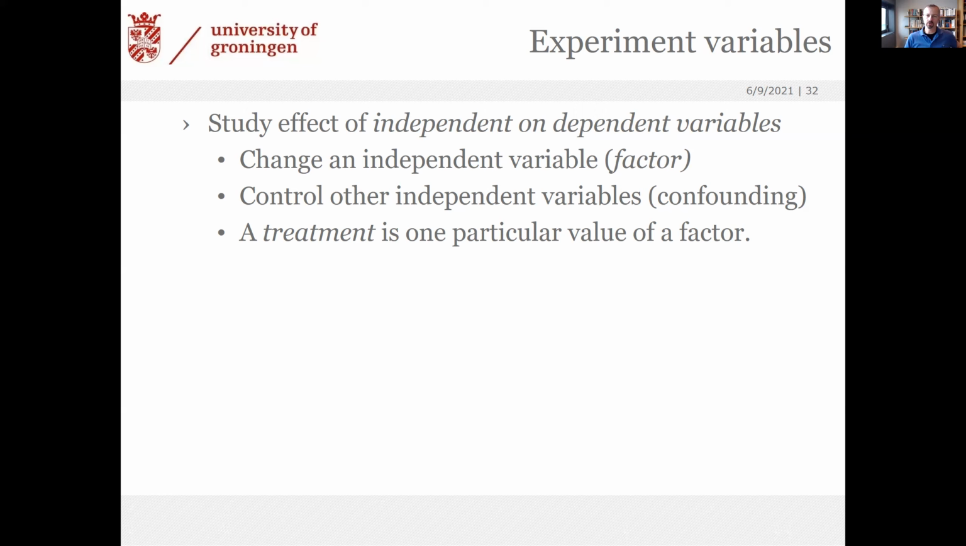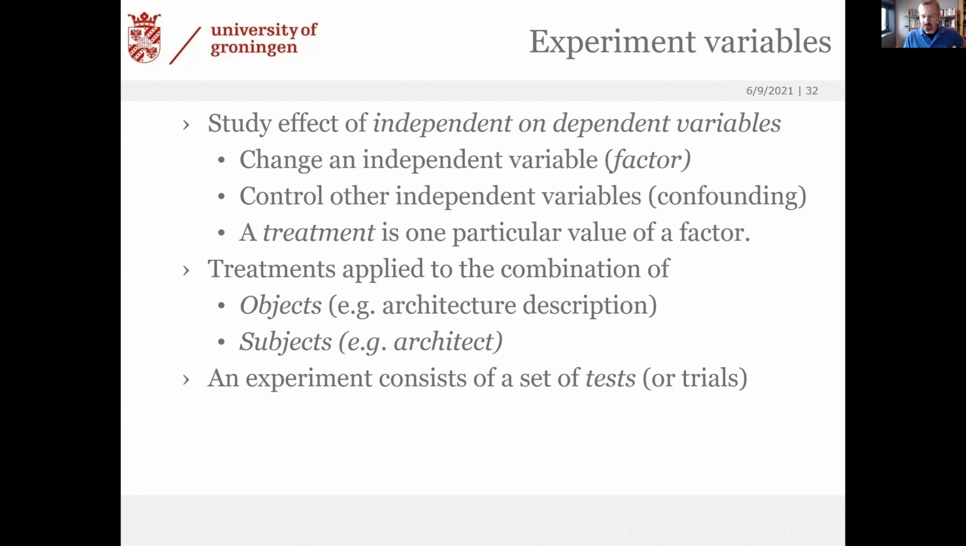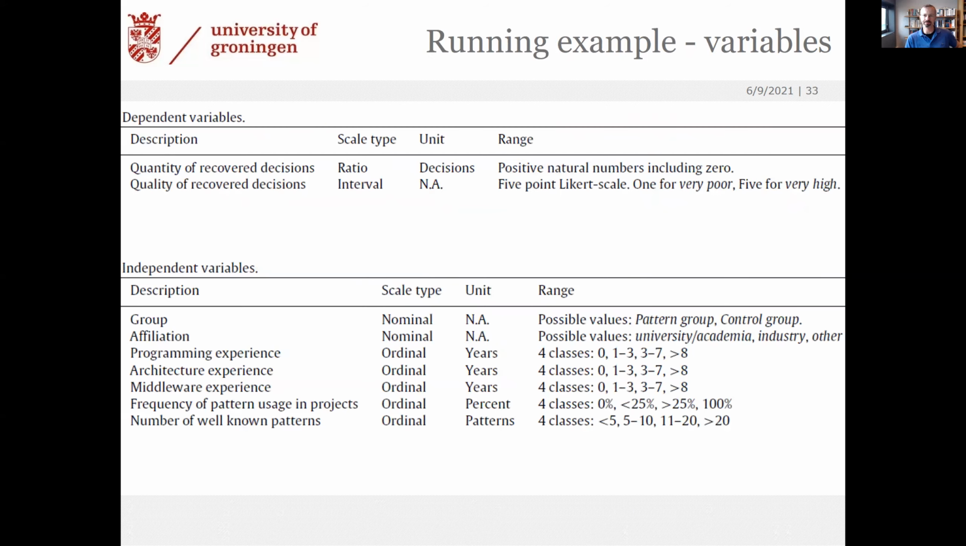A treatment is another term we use to reflect a particular value of a factor. For example, using a tool or not using a tool or using a different tool. Now, treatments are usually applied to the combination of objects and subjects. Objects could be software code, issue trackers, or architecture descriptions, and subjects, in our case, are usually architects, but also other kinds of software developers. And an experiment itself consists of a set of tests where we apply those treatments to the combination of objects and subjects, as I just mentioned.